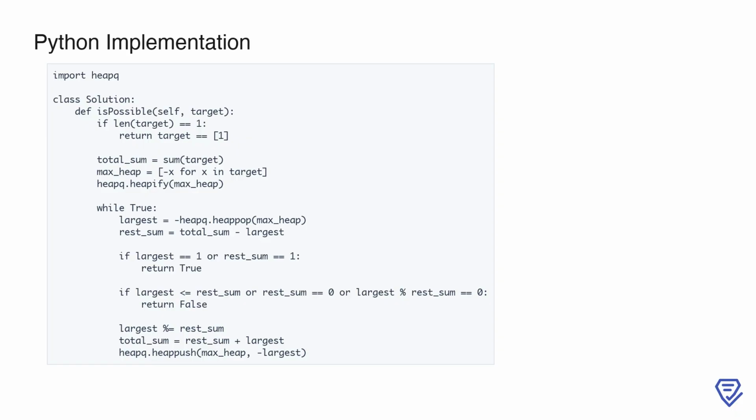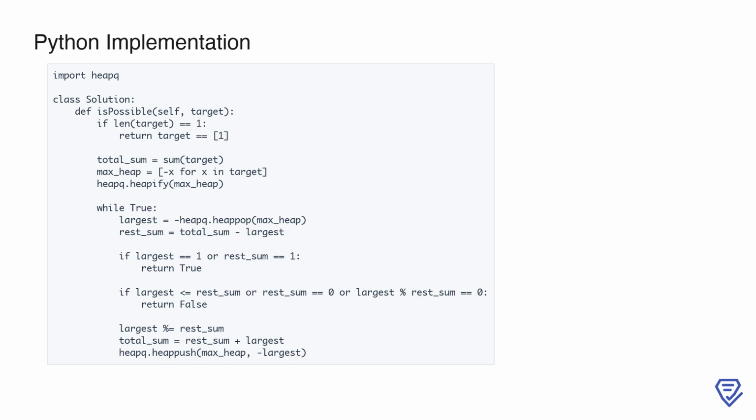The problem involves checking if a given target array can be constructed from an array of ones using a specific operation. The algorithm uses a greedy approach with a max heap. Here's the step-by-step breakdown. 1. Edge case: if the target array has only one element, it can only be constructed if the element is 1, since no operations can reduce a number.